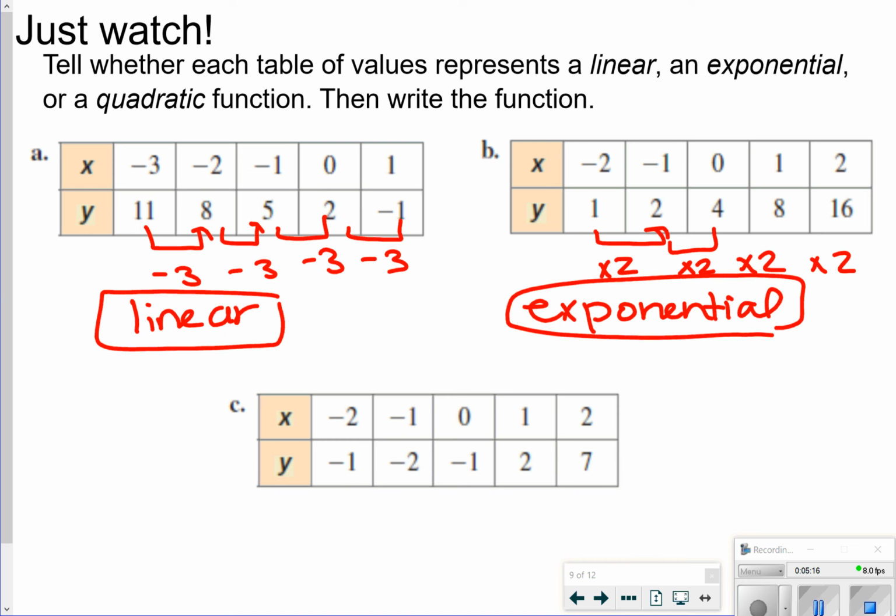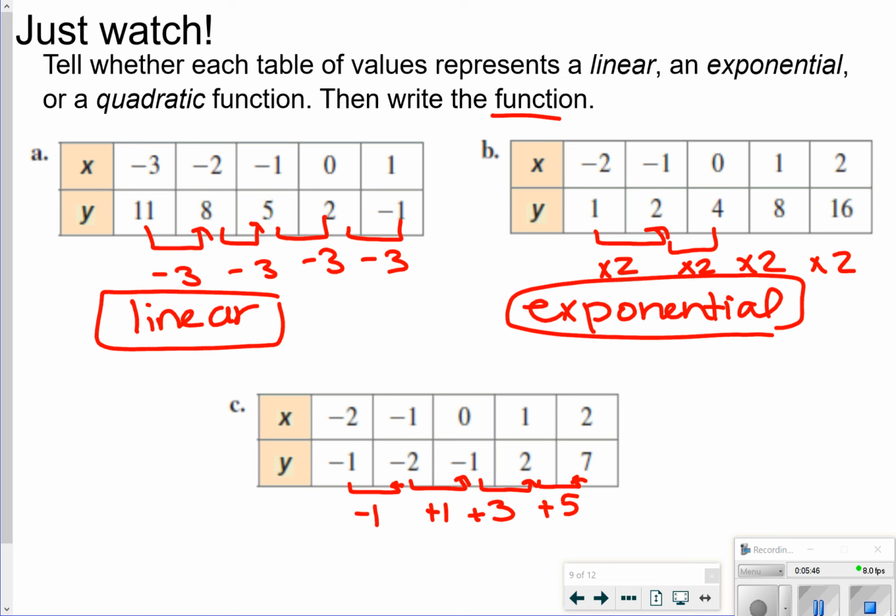And I'm going to go back and talk about how to write functions. The last one, we notice that our x values are constant, but here our y values don't seem to be constant yet. If we go from -1 to -2, that's -1. -2 to -1, that would be +1. -1 to +2, that's going to be 3. And then 2 to 7, that's going to be +5.